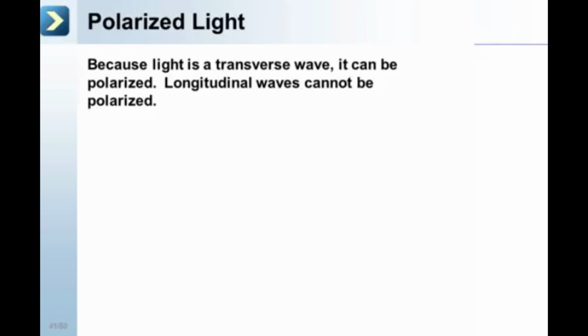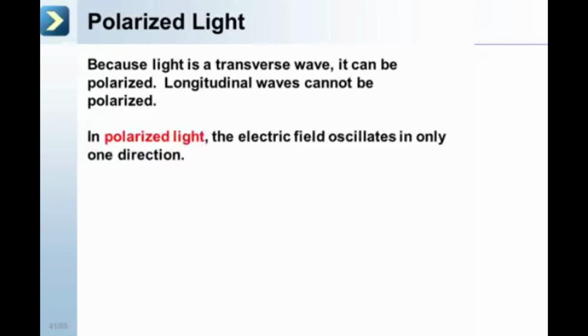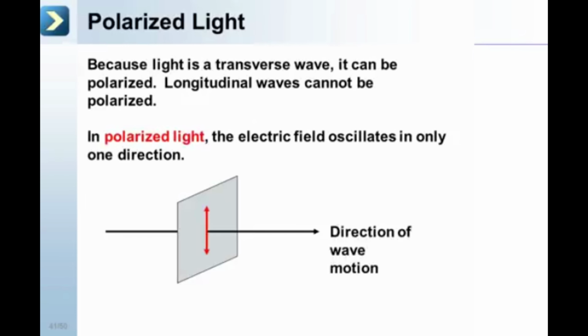Polarized light. Because light is a transverse wave, it can be polarized. Longitudinal waves can't. In polarized light, the electric field vibrates in only one direction. As you can see here, compared to the direction of wave motion, the light is only vibrating in one particular direction. This is polarized light.